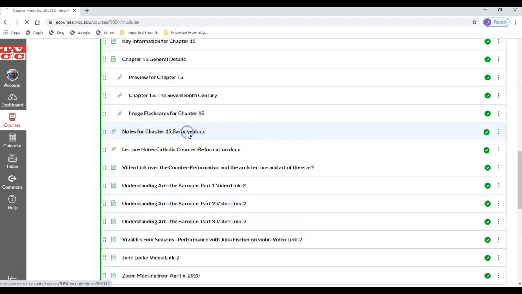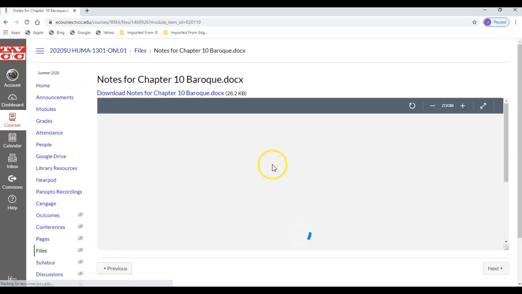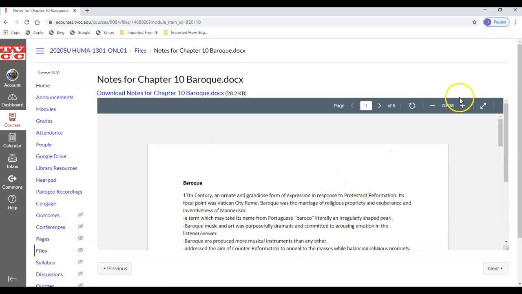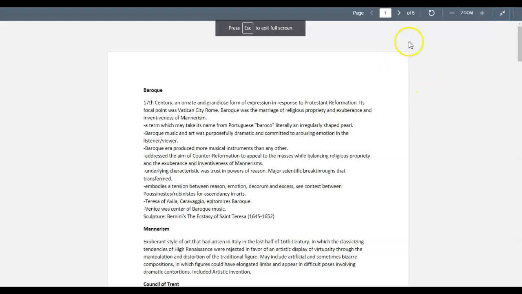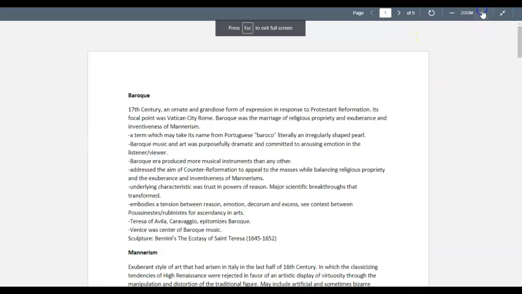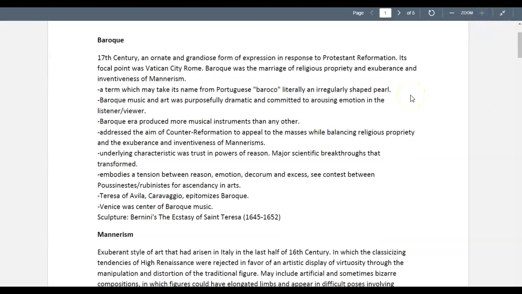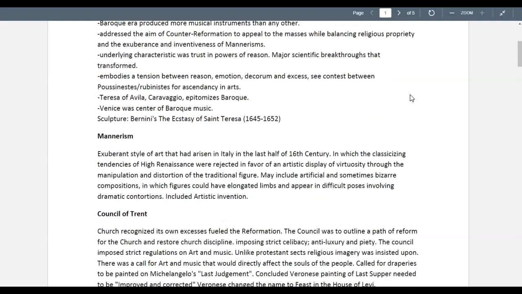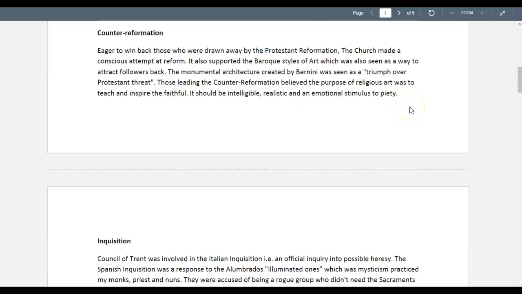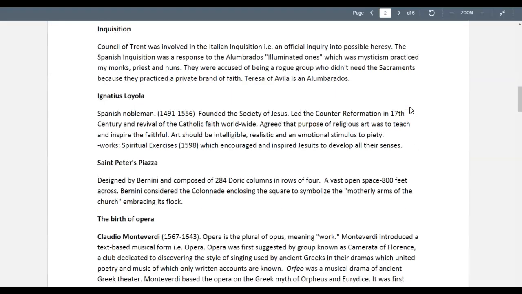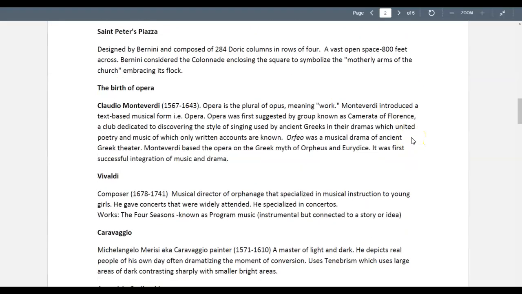I do have notes for you over the Baroque here, and I have just some key details here that I have typed up for you. What takes place, what it's about, some of the key details. If you find any of these useful, if you're writing about the Baroque and you want to use some of these notes, of course you're free to do so. I just try to cover some very quick details, some of the key people.